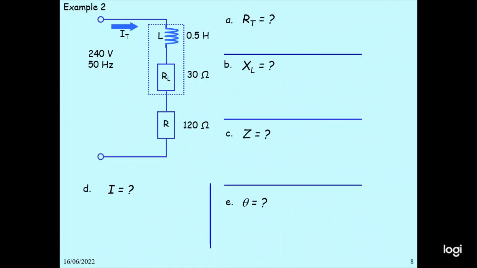Example 2: the resistance R is 30 ohm. R is 120 ohm and L is 0.5 Henry. Those are included in the data. Supply voltage 240 volt, 50 hertz.